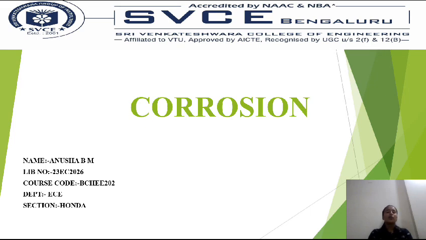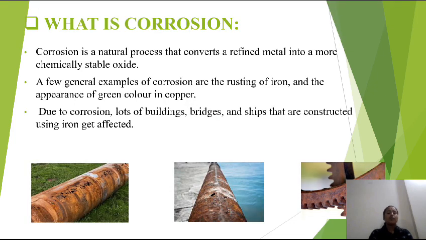I am going to give a small presentation about corrosion. What is corrosion? Corrosion is a natural process that converts a refined metal into a more stable chemical state, such as an oxide. A few general examples of corrosion are the rusting of iron and the appearance of a green color on copper. Due to corrosion, lots of buildings, bridges, and ships that are constructed using iron get affected. See examples like this.